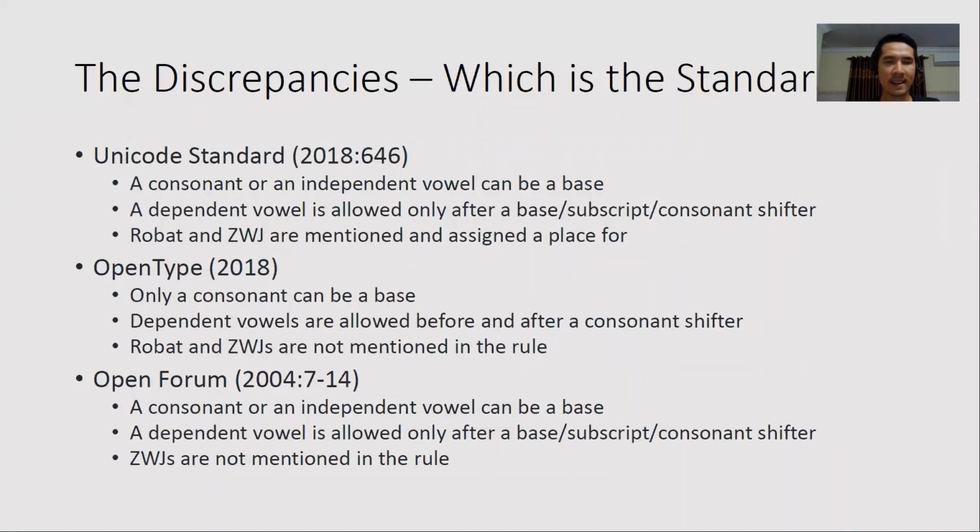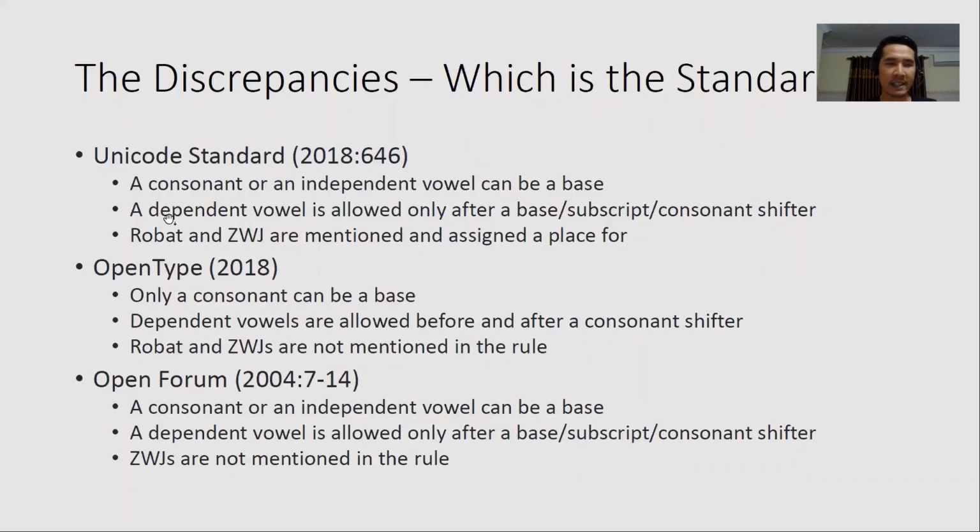The first one is that Unicode Standard considers a consonant or an independent vowel as a base. Either of these two can be a base, while OpenType says no, only a consonant can be a base, right? So we are having a conflict here between Unicode Standard and the OpenType by Microsoft.